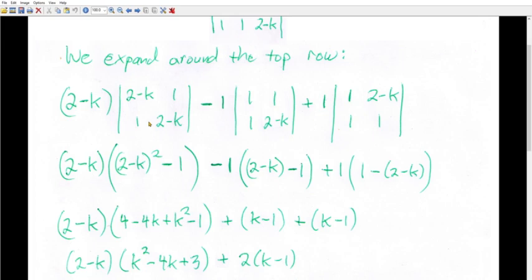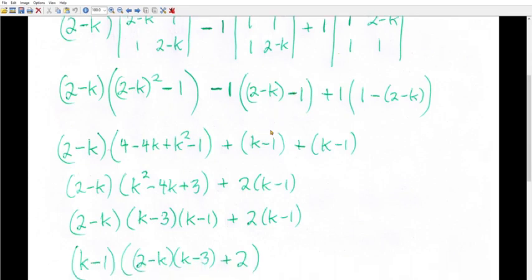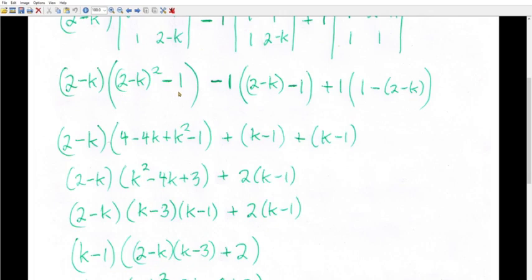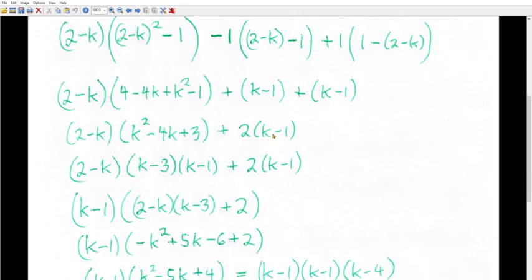This determinant ends up being 2 minus K squared minus 1. This determinant is 2 minus K minus 1. And this determinant is 1 minus 2 minus K. Now, when we do some algebra, we discover that these two terms are both plus K minus 1. And we multiply this out, and we get 4 minus 4K plus K squared minus 1, which is K squared minus 4K plus 3. And now these things give us a 2K minus 1.